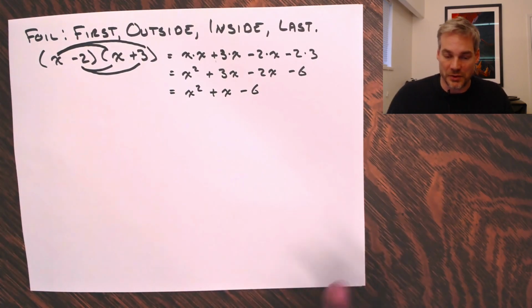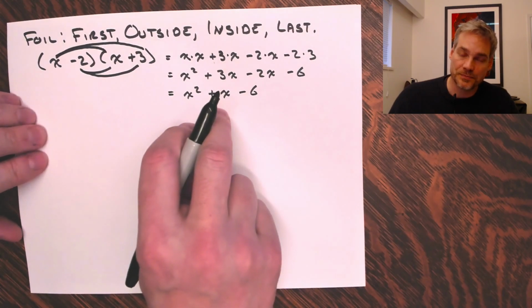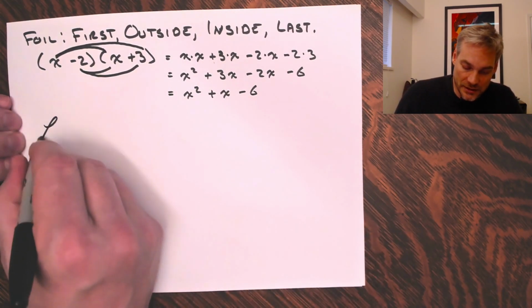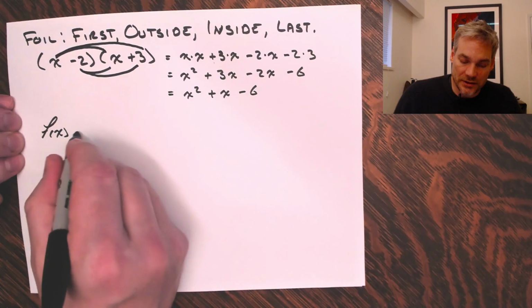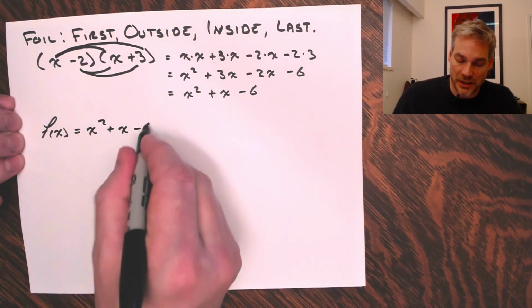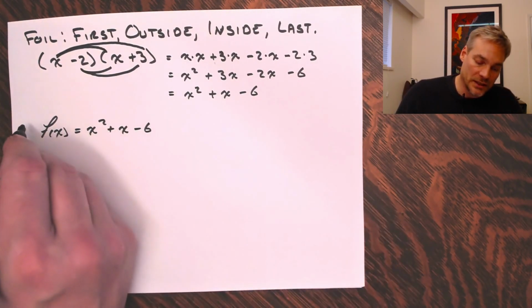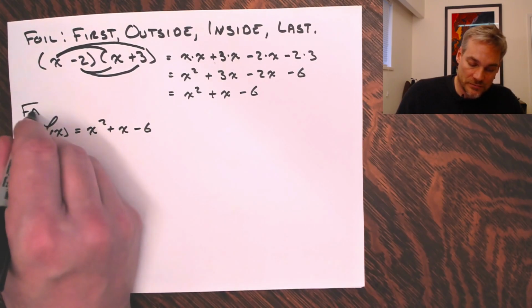And this is what FOIL does. It turns it from a factored form to the standard form. Now, let's say we had this, x squared plus x minus 6, and we wanted to factor it. So now, this is factoring.